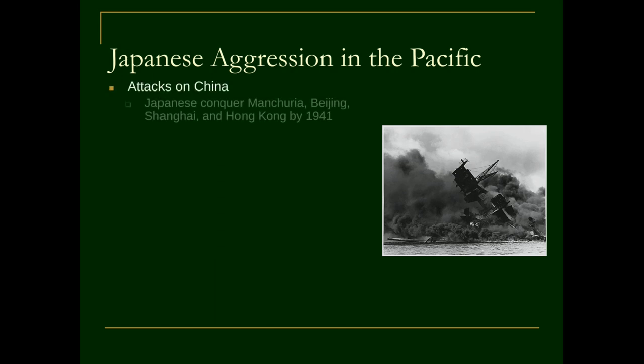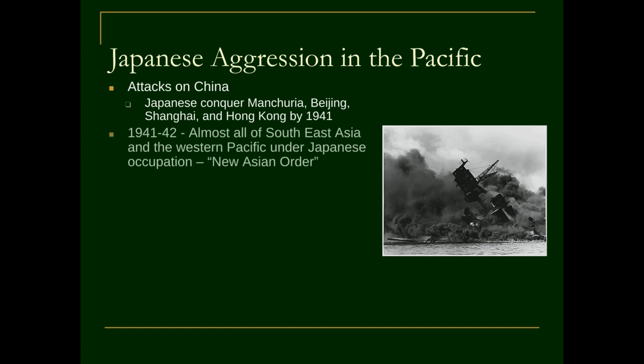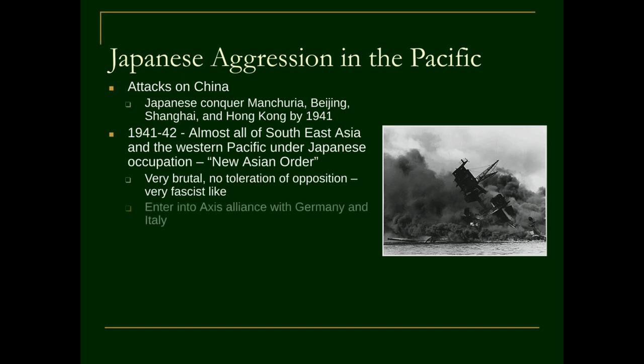They attacked China. They go into Manchuria, Beijing, and Shanghai, and Hong Kong by 1941. In 1941 to 1942, almost all of Southeast Asia and Western Pacific were under Japanese occupation. They started referring to this as the New Asian Order. The Japanese were very brutal. They were not very tolerant of opposition, and they were very fascist-like, much like Hitler and Mussolini. They entered into an alliance, an Axis alliance with Germany and Italy, forming the Axis powers.